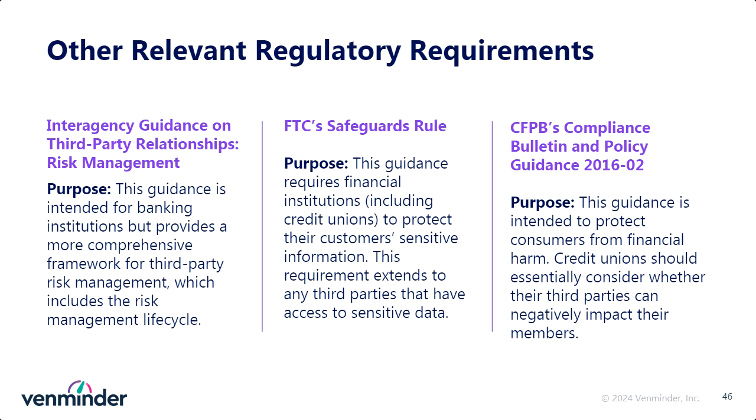These next 3 regulations aren't from the NCUA, but are still good to know for your program. The interagency guidance is, of course, intended for banks, but it provides a lot of in-depth information on the third-party risk management lifecycle. The lifecycle is something that's really easy to follow, and I recommend getting familiar with it just to use as a supplement to the NCUA's guidance. The FTC's safeguards rule is also relevant to third-party risk management, and the CFPB's compliance bulletin is one that basically states that organizations shouldn't be working with third parties that can harm their customers or members.